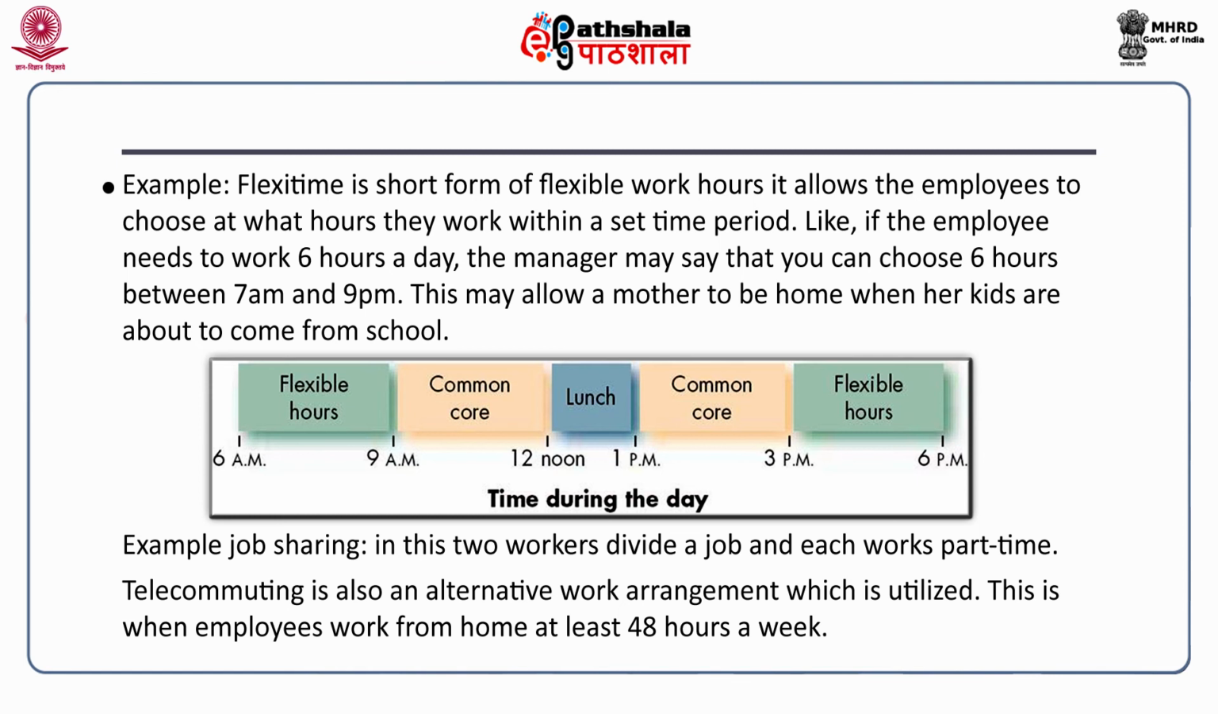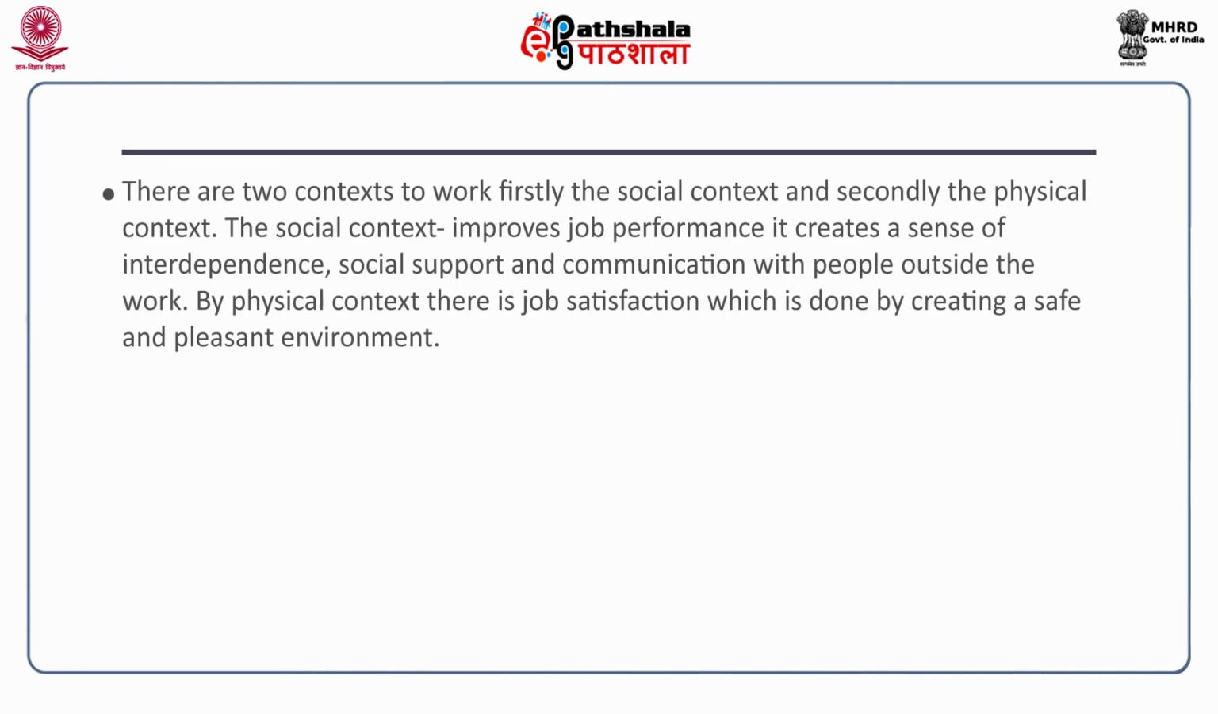Telecommuting is also an alternative work arrangement which is utilized. This is when the employees work from home at least 48 hours a week. There are two contexts to work. Firstly, the social context, and secondly, the physical context. The social context improves the job performance and creates a sense of interdependence, social support and communication with people outside the work. By physical context, there is job satisfaction, which is done by creating a safe and pleasant environment.